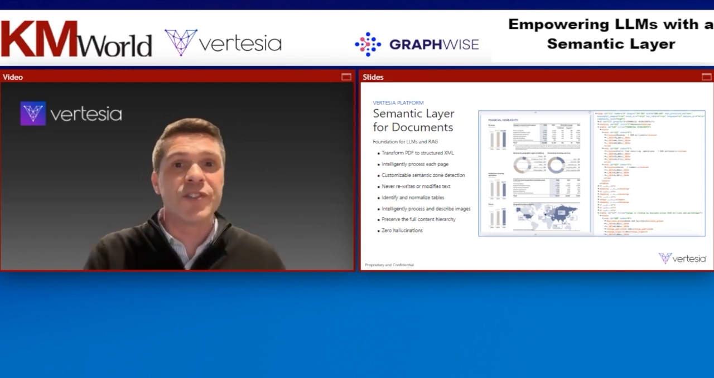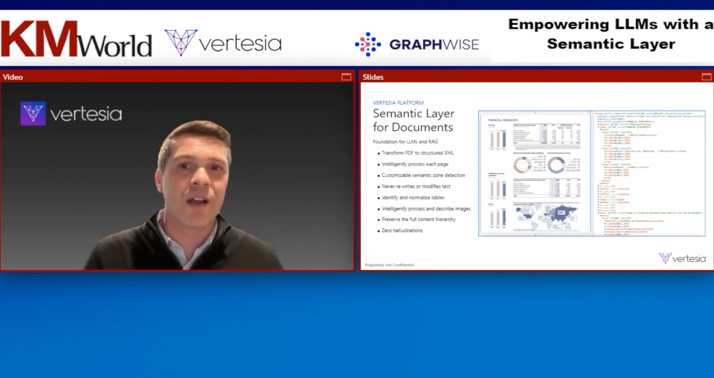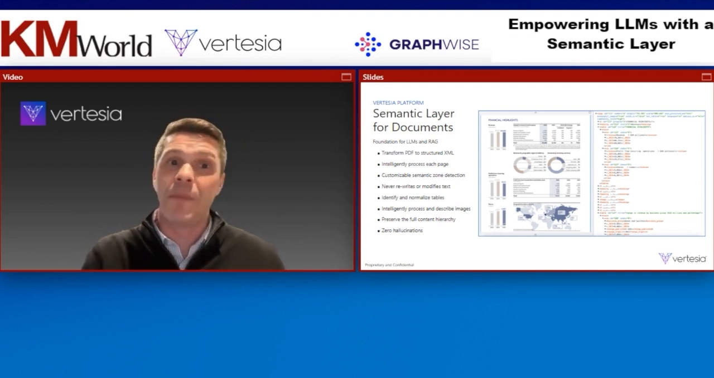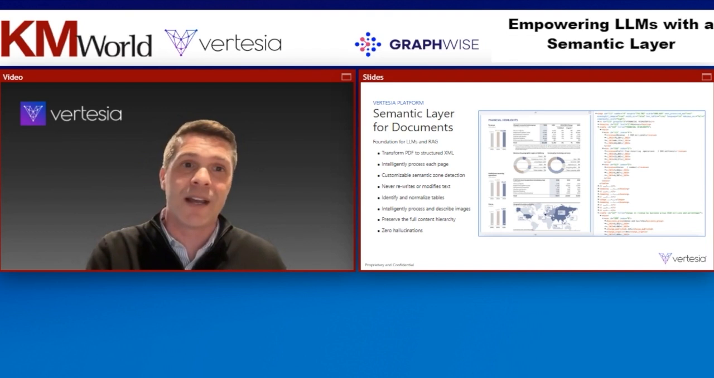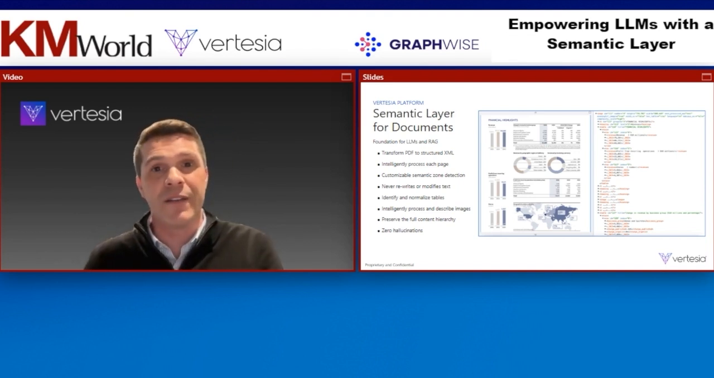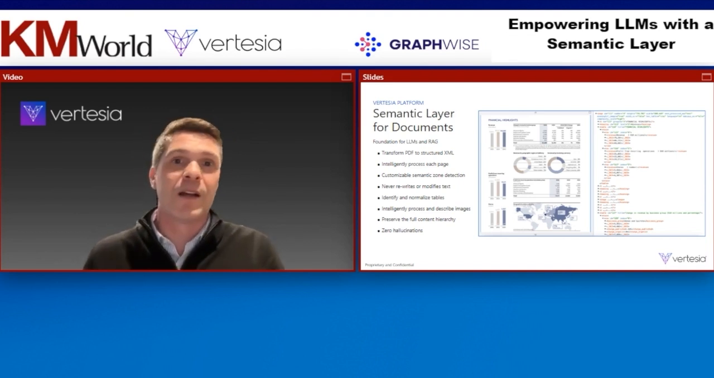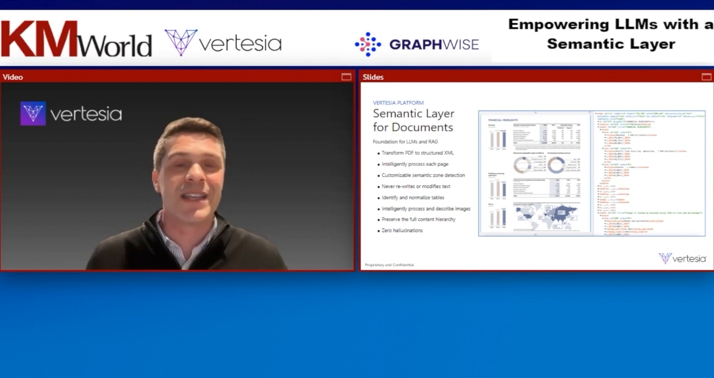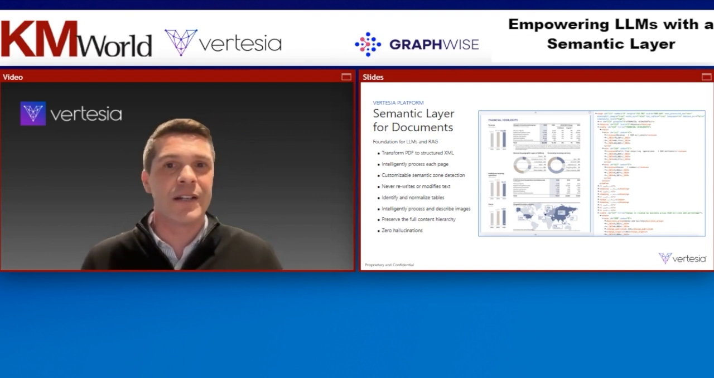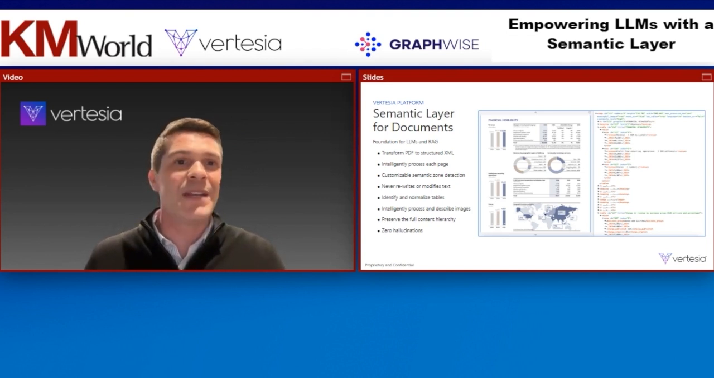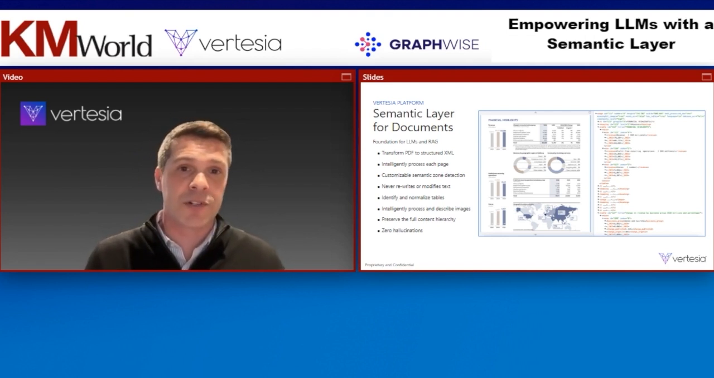We can intelligently process each page based on the content of what appears on the page. Maybe one page might be very heavy on text. Another might be very heavy on imagery and tables. We can customize the semantic zone detection. So we can specify exactly what a header is, what a content area is, what the footnotes are, and we never, again, rewrite or modify text. Our groundbreaking approach preserves the true meaning behind the unstructured content.